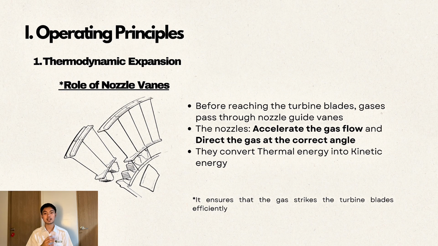So let's move on to the nozzle guide vanes. In this slide, before the gas reaches the turbine blades, it passes through the nozzle guide vanes. The nozzles accelerate the gas and direct it at the correct angle. They also convert thermal energy into kinetic energy. So they ensure efficient impact on the turbine blades.